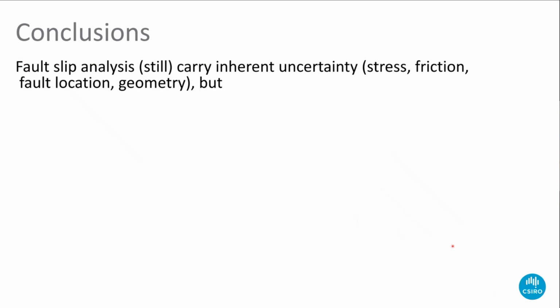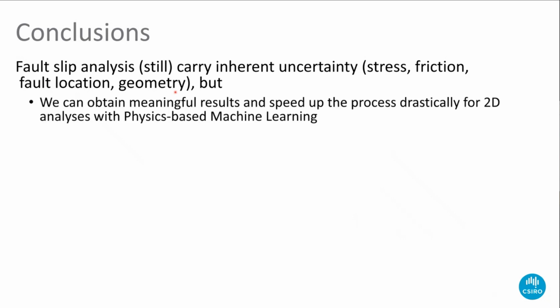It certainly still carries some uncertainty, and I talked to you a lot about the stresses and the friction, but I'm sure that most of you could take my spot and spend a whole hour talking about the uncertainty about the fault locations or the unknown geometries in terms of depth, what's happening in 3D. That adds to the problem, obviously. But it's very positive because we can obtain some meaningful results and we can get this very fast in 2D using the physics-based machine learning, and that's a big step forward, we think.